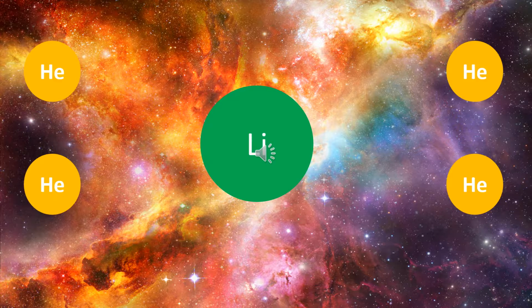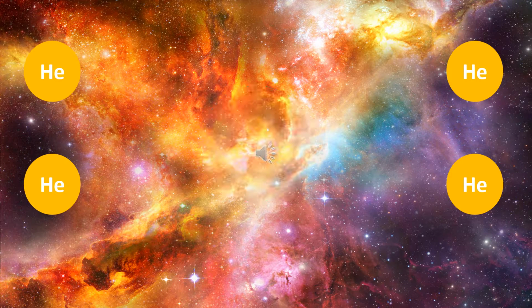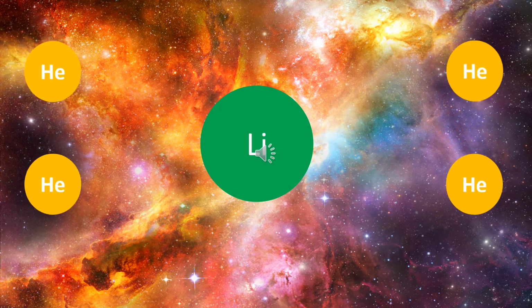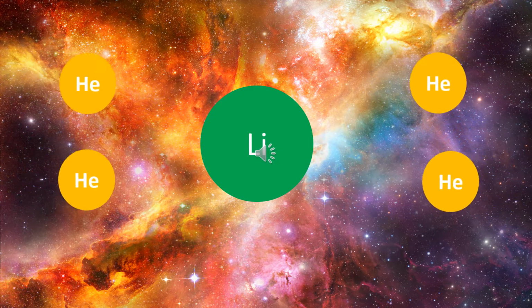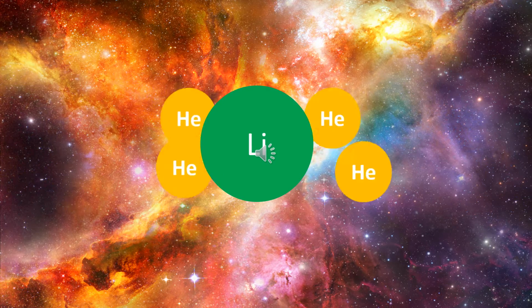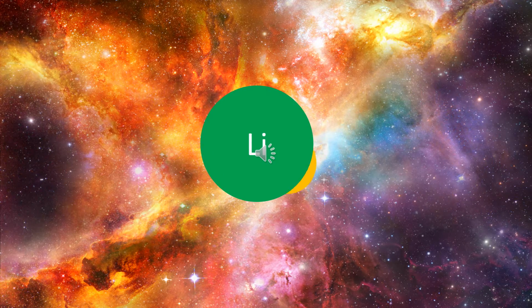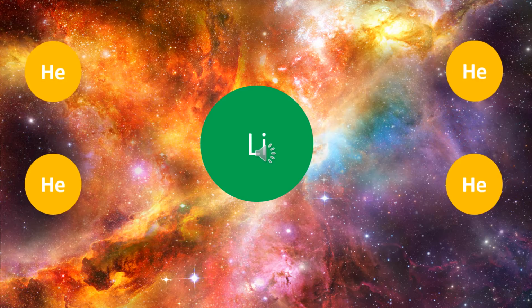A star will go on fusing hydrogen to helium for many billions of years. But what happens when hydrogen runs out?